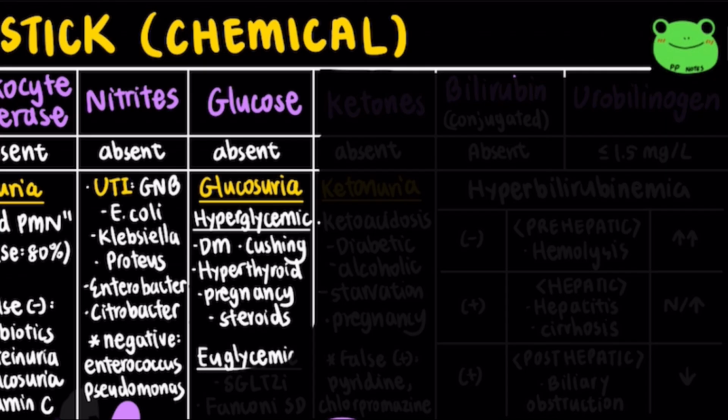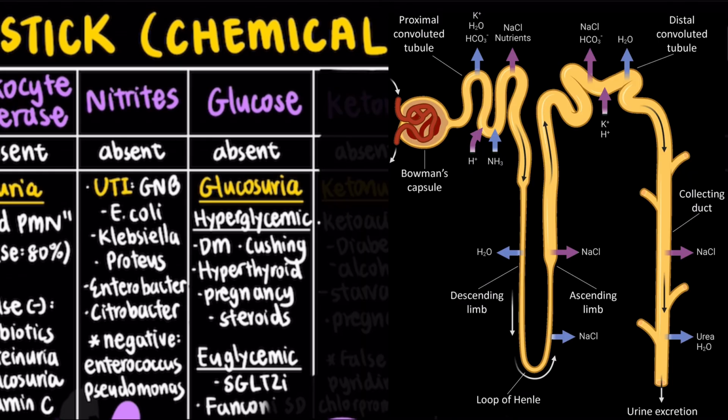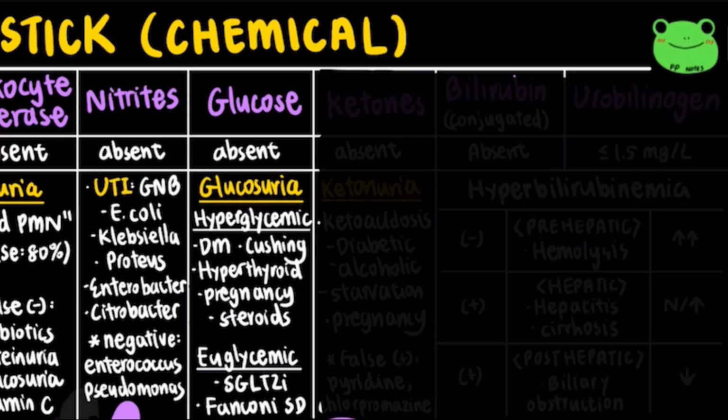We also see euglycemic glucosuria, where blood glucose is normal but glucose still shows up in urine. One example is SGLT2 inhibitors, a class of anti-diabetic drugs that purposely block glucose reabsorption in the kidney, so glucose is excreted even if the blood levels aren't that high. Another cause is Fanconi syndrome, where the proximal tubules are damaged and can't reabsorb glucose properly, along with other solutes like phosphate and bicarbonate.